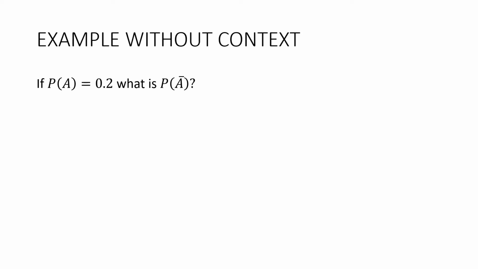Now, sometimes we're given an example without any context, like this one. The probability of an event A is 0.2. We have no idea what the event A is, but we don't need to know. We're asked to find the probability of the complement of A. So remember that these two add up to 1. So what do you think is the probability of the complementary event occurring? It's going to be 1 take away 0.2, which of course is 0.8.